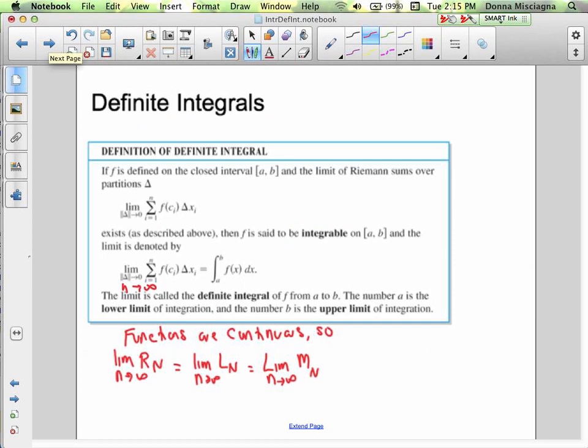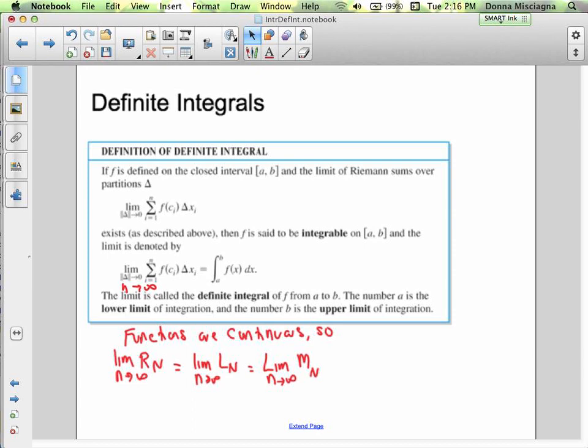So now we're not approximating using Riemann sums. We are finding the exact answer using the limit of Riemann sums, just like we found derivatives using the definition of the derivative, which was the limit of the difference equation as h goes to 0. Right, so if functions are continuous, the right-hand Riemann sum is the same as the left-hand Riemann sum. It's the same as the midpoint Riemann sum, when we're talking about taking the limit as n goes to infinity.